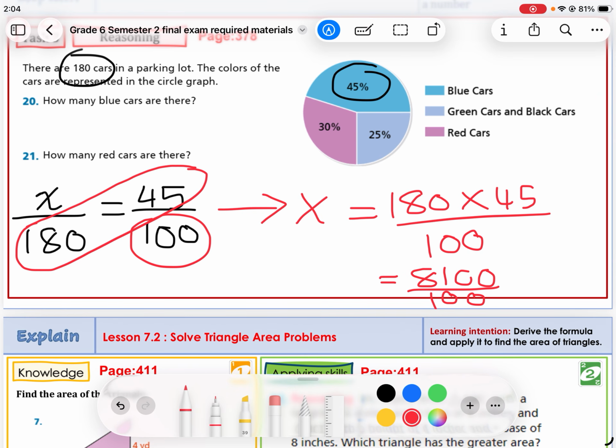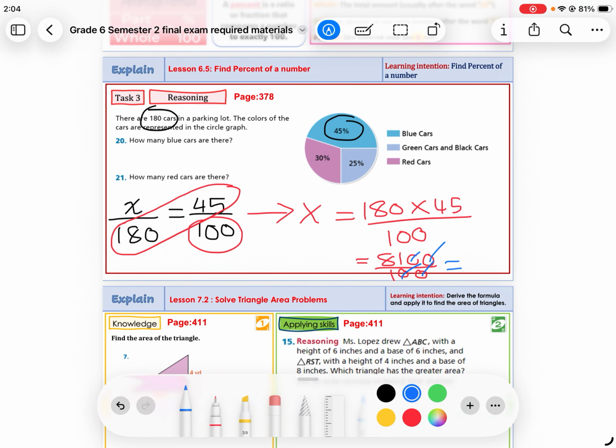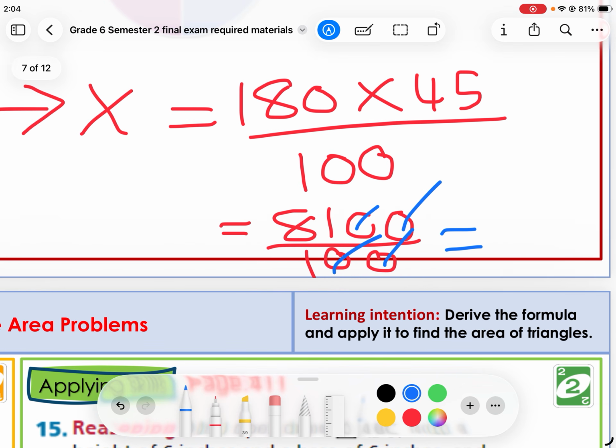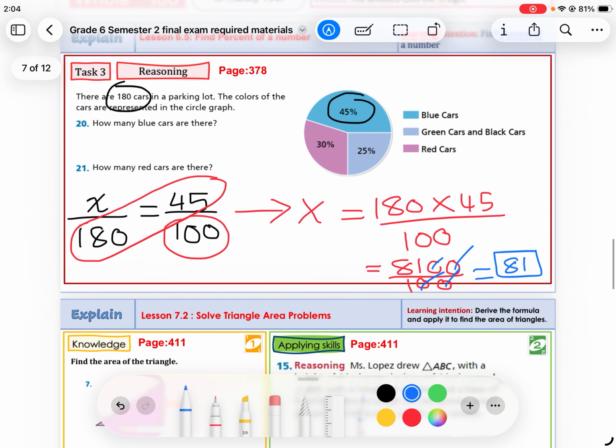Okay, in division, you know if you have zeros on top and zeros on the bottom, they actually cancel each other. For each zero on top in the numerator, it flies away with a zero from the denominator. So this one here flies away with it. So this is how you simplify. You don't need to do long division or move the point to the left. Just cancel the zeros, and what's left? 81. So we know that 45% blue cars represents 81.